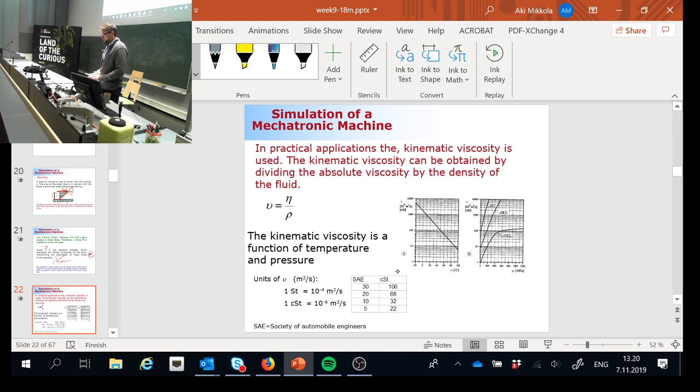In practical applications, the absolute viscosity is not typically used, but instead kinematic viscosity is used. And the kinematic viscosity you can get by dividing the absolute viscosity by the density of the fluid. And that one is this kinematic viscosity. That's the one that is denoted as, help me here, what is this?